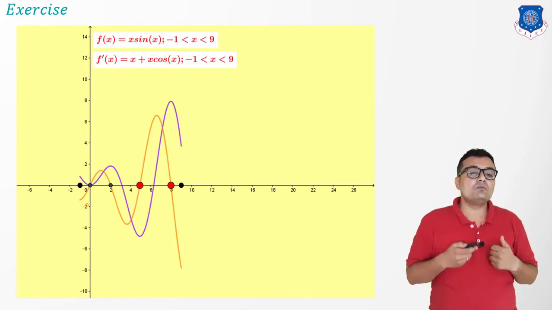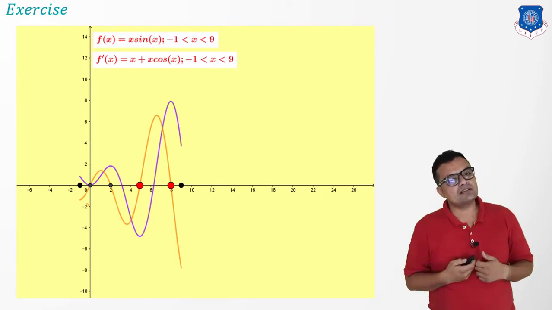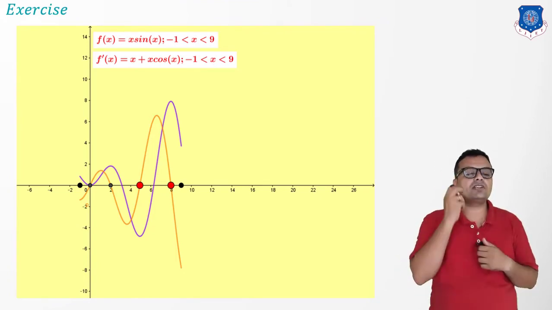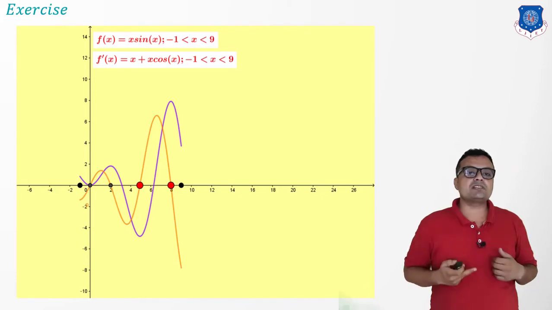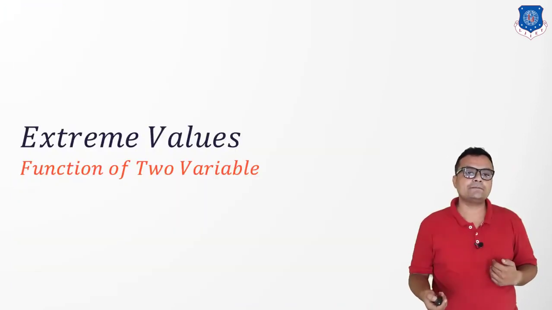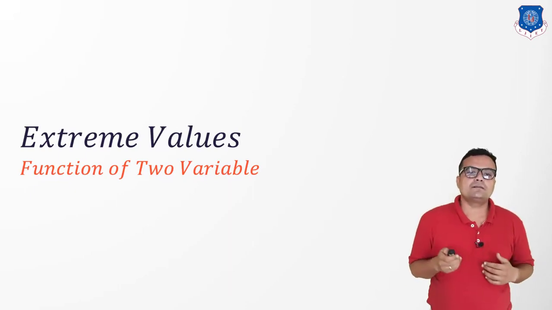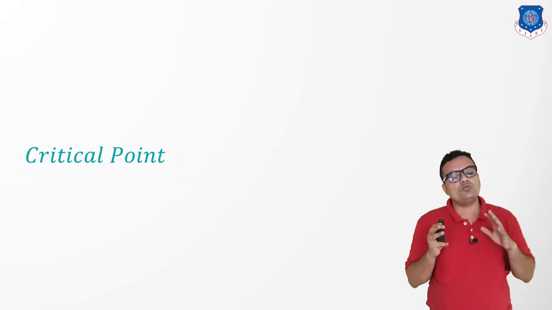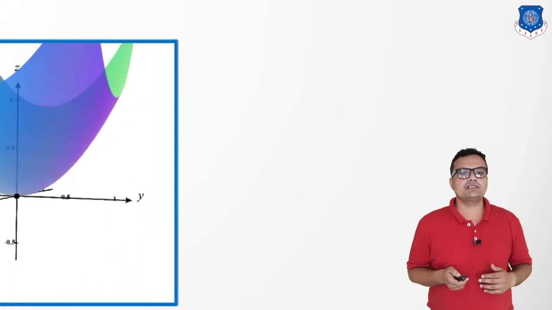They indicate minimum and maximum respectively, and the derivative of the function is x plus x into cos x for the same range -1 to 9. So first of all I will take the critical point.